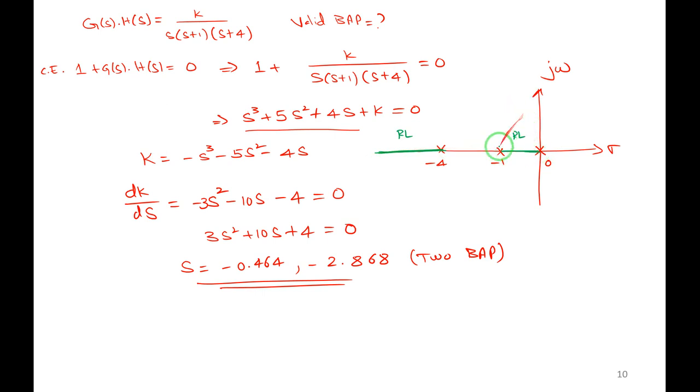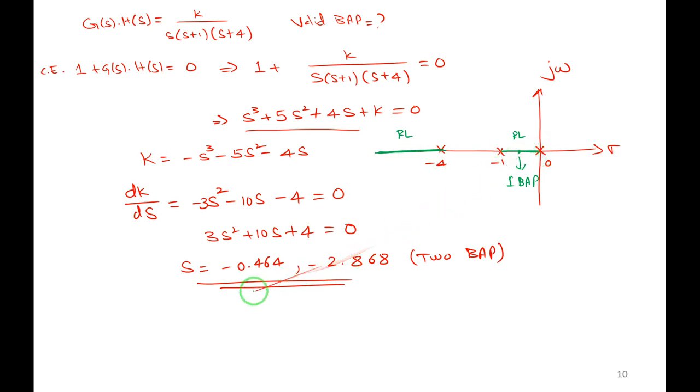Then next, we know the general predictions where the breakaway point exists. Since these two are adjacently placed poles, one minimum breakaway point exists here, right? One minimum, one BAP. These two, -1 and -4, they are adjacently placed poles, but there is no root locus here. So leave it. And this here, if it is root locus also, there is no breakaway. So breakaway point exists in the section 0 to -1.